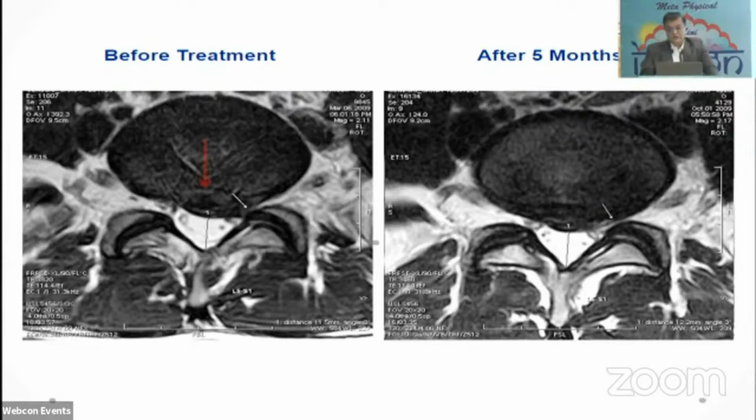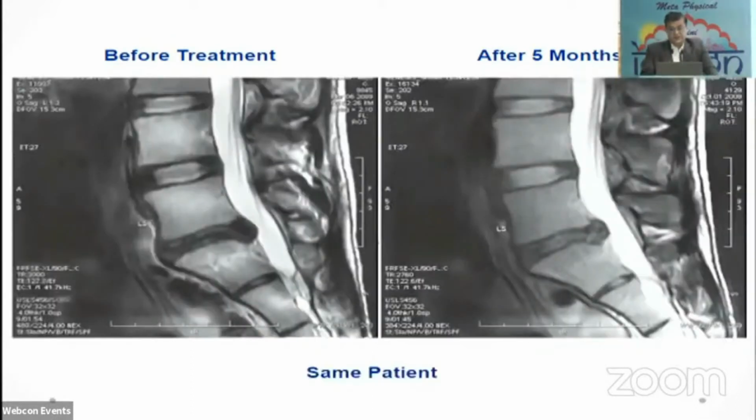So this is what we found before treatment. This is at 5 months. He stayed here for 6 months. Now these are the coronal section. I'll show you the same patient. Look at his preoperative MRI. Look at the bulge. Look at the interspinous ligament.